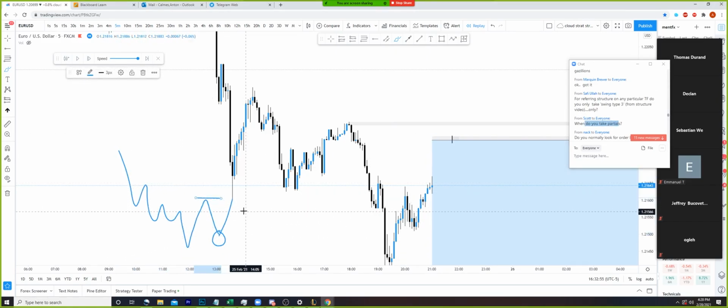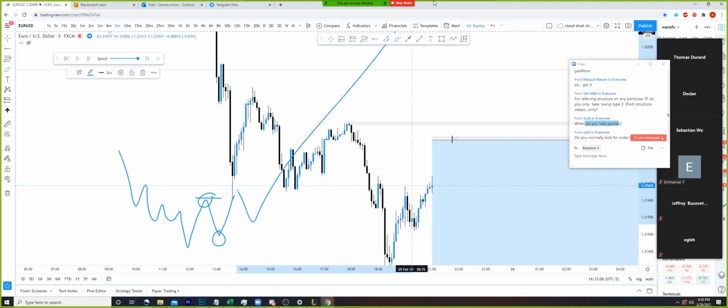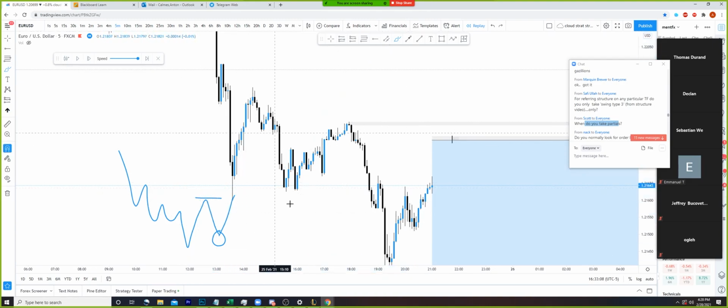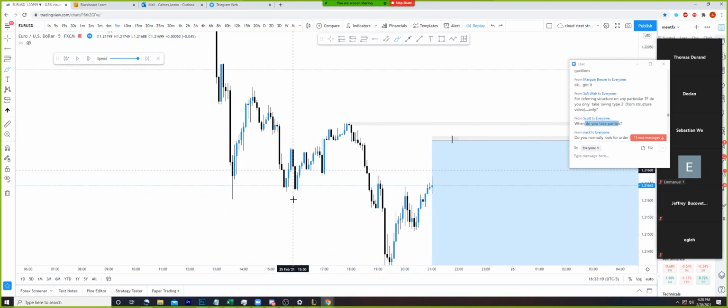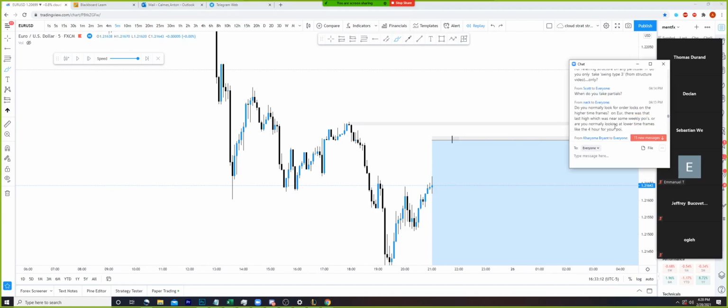Entry, partials. That's me. I don't care how much RR this is. I will take partials like this all the time. It's just because I like to manage my positions like that. That's all. And even if this position can run 1 to 500, I will take it here. That's just how I like to take partials. You don't have to do them that way.